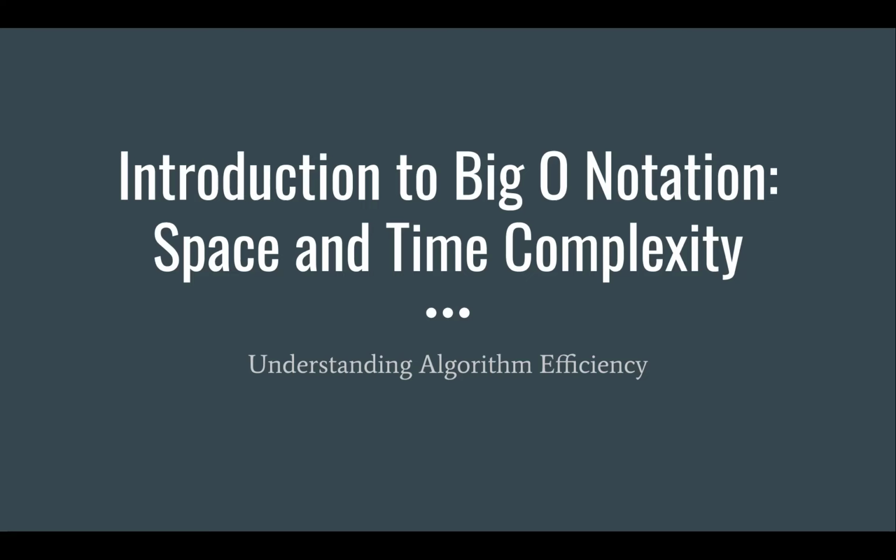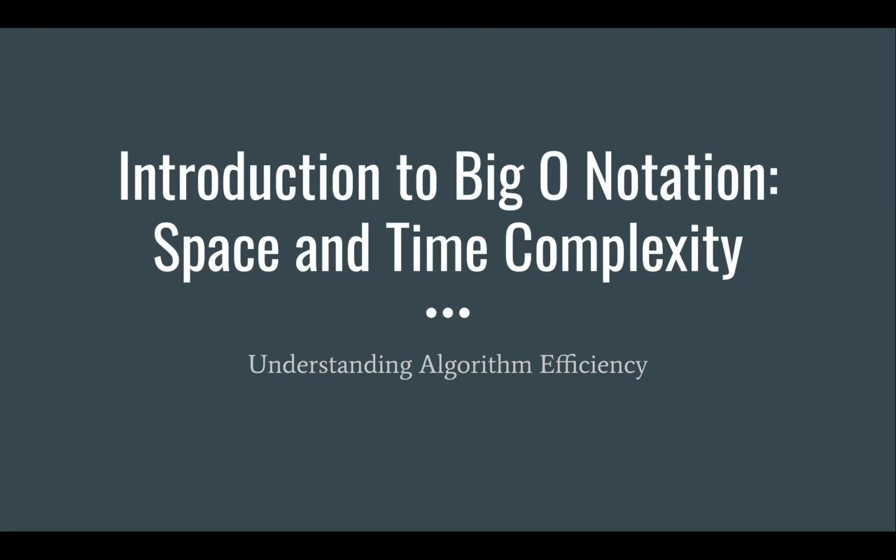So why do we care about Big O? It's because it allows us to abstract away hardware specifics like CPU speed or memory limits, because they can always change, and instead focus on how the algorithm behaves as the size of the input, often denoted by n. And this helps us compare algorithms and choose the best one for our needs.